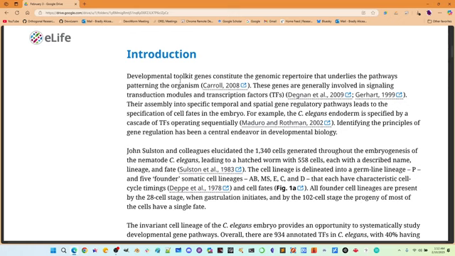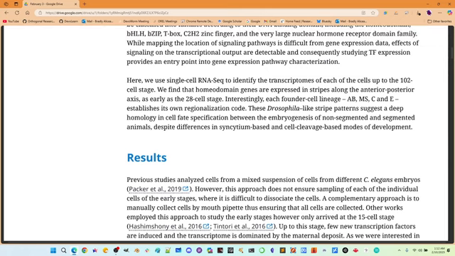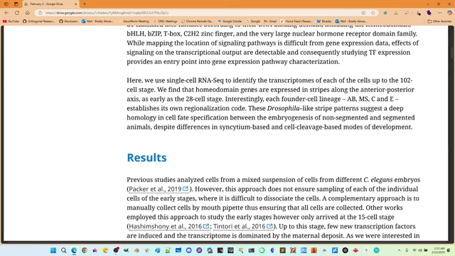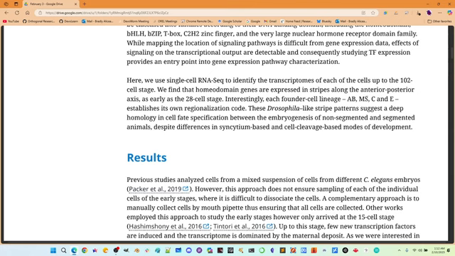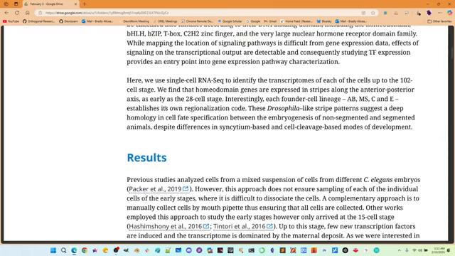Identifying the principles of gene regulation has been a central endeavor in developmental biology. In this paper, they use single-cell RNA-seq to identify the transcriptomes of each of the cells up to the 102 cell stage. We find that homeodomain genes are expressed in stripes along the anterior-posterior axis as early as the 28 cell stage. Interestingly, each founder cell lineage, A, B, MS, C, and E, establishes its own regionalization code. And so AB, of course, includes a number of cell types. MS, C, and E are all very specific to specific cell types, to organs. So they claim that this establishes a regionalization code. So we'll see what that looks like.